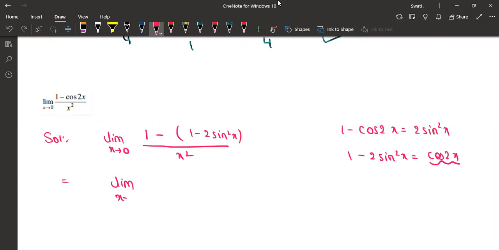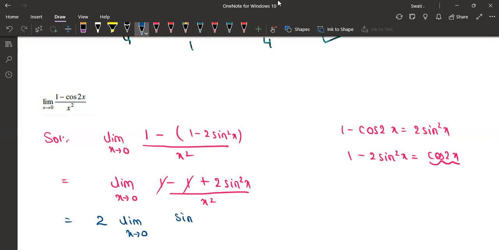I'll remove the brackets from the numerator. So 1 minus 1, minus minus will become plus 2 sine square x upon x square. Now, of course, this 1 and minus 1 will get cancelled. That is 0. So next step, we will have limit x tends to 0, and this 2 is a constant, so that 2 I can write outside the limit. Sine square x upon x square.